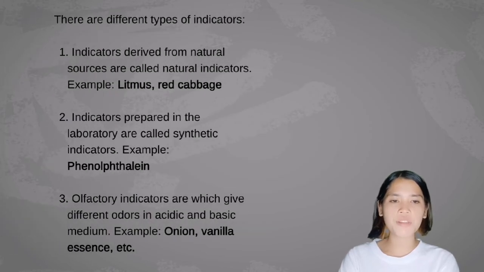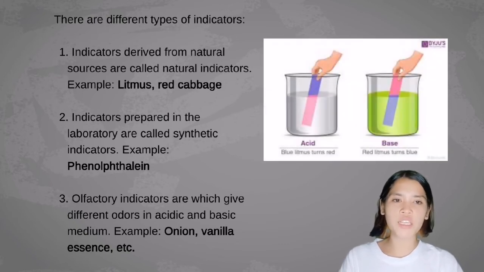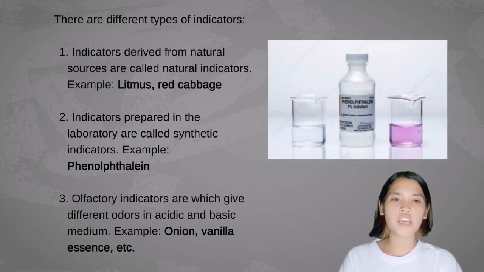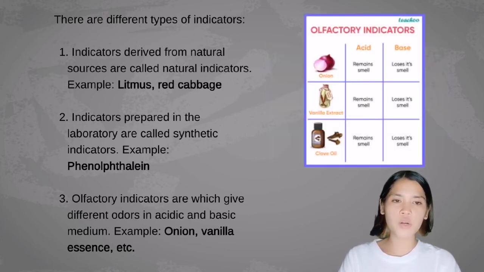There are different types of indicators. Indicators derived from natural sources are called natural indicators, for example litmus and red cabbage. Indicators prepared in the laboratory are called synthetic indicators, for example phenolphthalein. Olfactory indicators give different odors in acidic and basic media, for example onion, vanilla essence, and so on.